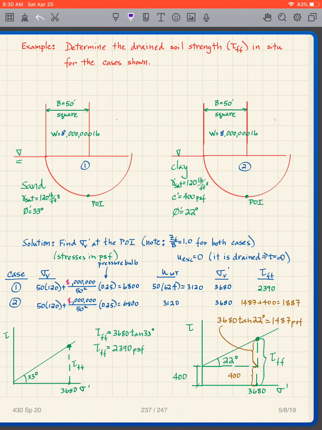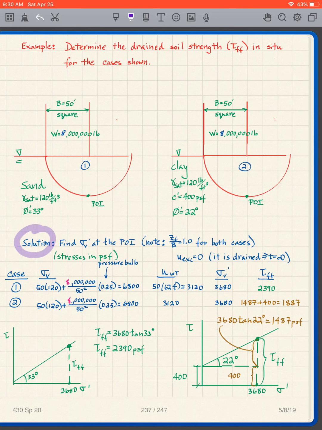Now we've done the soil tests. I've determined that the friction angle in the sand is 33 degrees. For the clay, I found C prime and phi prime. C prime is 400 psf. Phi prime is 22 degrees. And again, at the point of interest, I want to find the soil shear strength, tau ff.